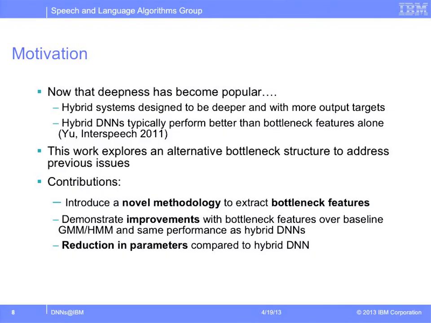So basically, when people started to look at deep networks, they found that if they used bottleneck features, this is a paper from Dong Yu a few years ago in InterSpeech, the bottleneck systems were actually worse than the hybrid DNN systems. And one of the reasons, I think, was because of the type of structure they were using. So I'm going to talk about a different type of structure we look at to extract these bottleneck features, which I'll show will allow the bottleneck DNNs to match the performance of the hybrid DNNs with far fewer parameters.